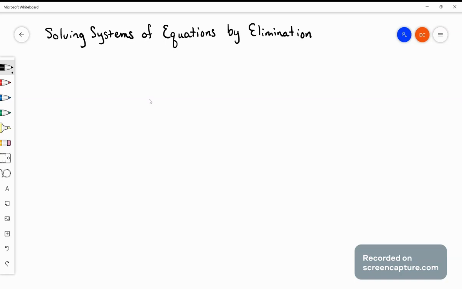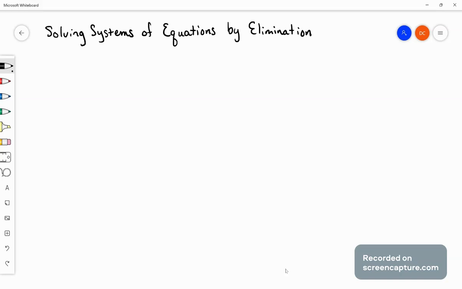So right now we are going to work on solving systems of equations by elimination. Again, systems of equations are when you are solving for a set of two or more equations, and you want to find a solution that works in both of those, or however many equations you have. And so you're going to have two or more variables when you're solving your systems of equations.